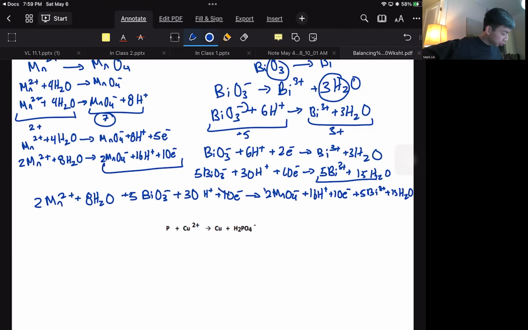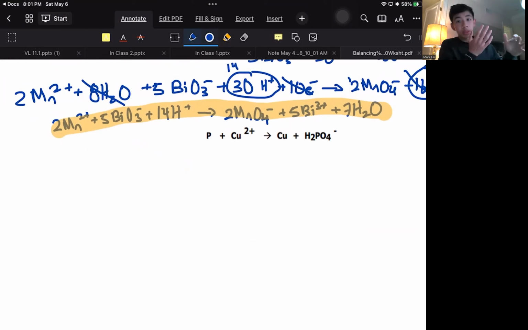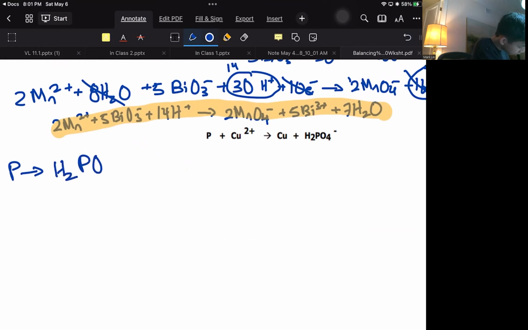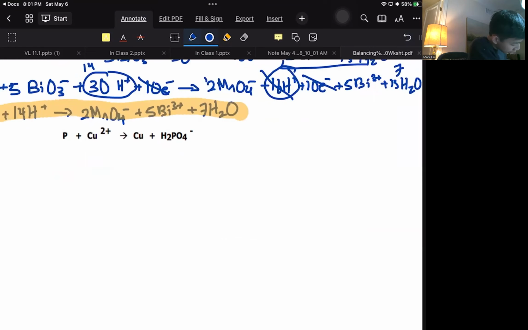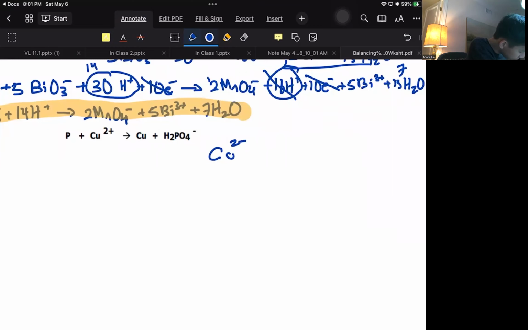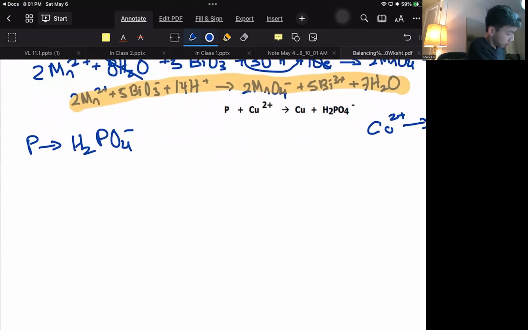Okay, so let's get on with it. First, what we should do is break up the redox reaction. So one half is going to be P going into H2PO4 minus. On the other side, it is going to be Cu2 plus going into Cu, right?